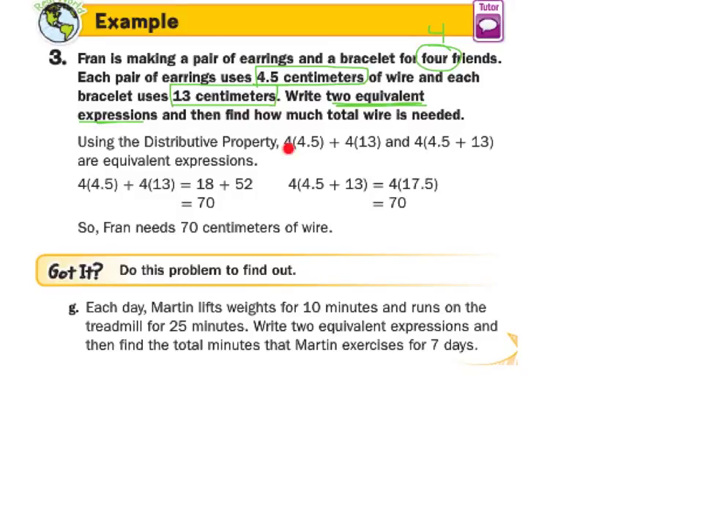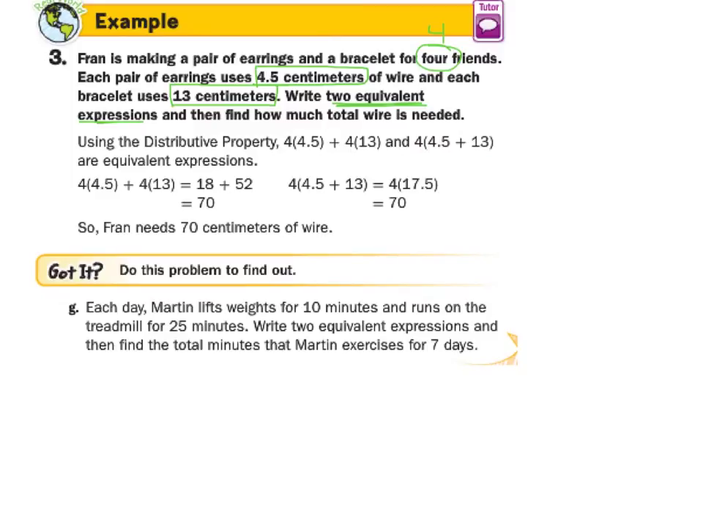So we get 4 friends, and we need 4 pieces of wire that are 4.5 centimeters long, and I need 4 pieces of wire that are 13 centimeters long. I could simplify this by saying that I'm taking 4 times the sum of the 4.5 plus 13, because we know that each friend needs that amount of wire. They need 13 centimeters for the bracelet and 4.5 centimeters for the earrings. So if we add them together, we can just multiply that by the 4 friends.